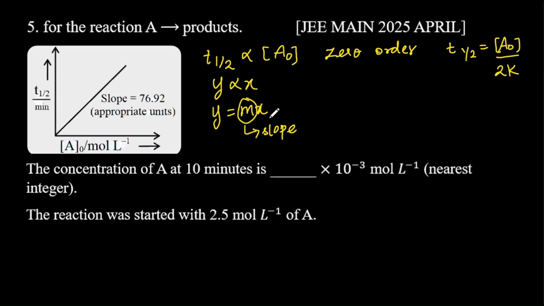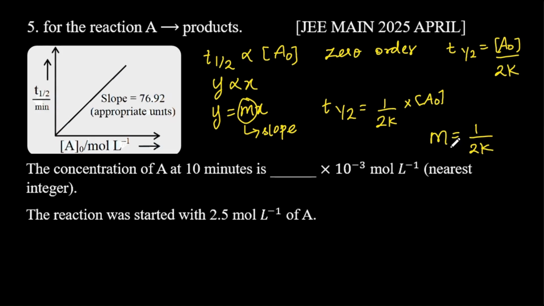And if you compare this equation y equal to mx with T half equal to A naught by 2K. So I write here T half equal to concentration of A naught by 2K. So we can also write this as 1 by 2K into concentration of A naught. So here the slope represents what? So the slope represents 1 by 2K. So all the other terms are same.